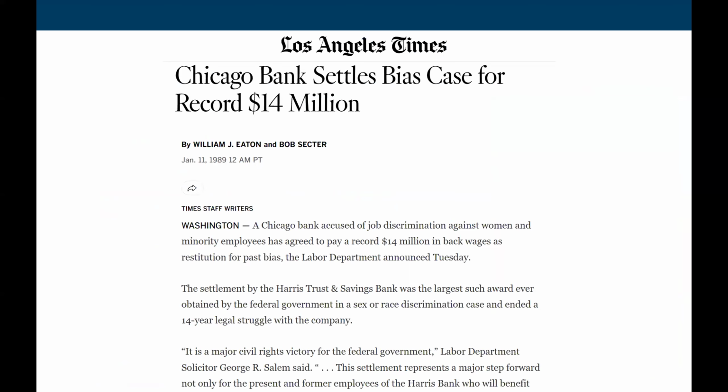In fact, by the late 1980s, that bank was settling for a record $14 million. You can see here it says Chicago bank accused of job discrimination against women and minority employees has agreed to pay a record 14 million in back wages. 14 million doesn't seem that much these days, but back then it was a lot, and I think it was the Department of Labor that brought the action against them. And it was a 14-year legal struggle. So you can see that was 1989, so it was going back 14 years. That's how long it took for them to settle. They had to pay back pay.